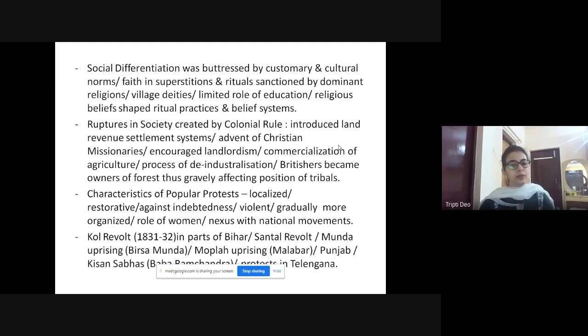Some of the protests that you can refer to from your EDU source, which gives great details, and I'm not going to go into them, are the Kol revolt in Bihar, the Santal revolt, the Munda uprising, the Moplah uprising, the Punjab Kisan Sabha, and the protests in Telangana. So please take a look at these revolts from the EDU source.